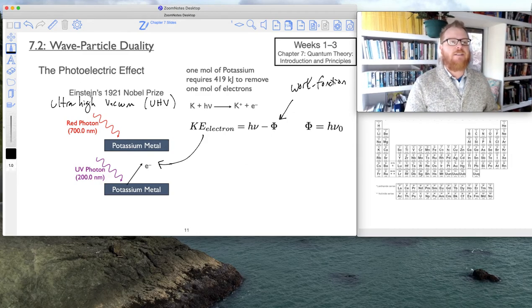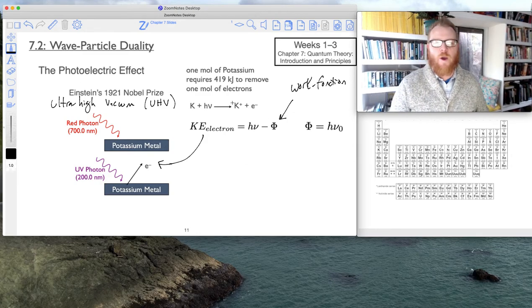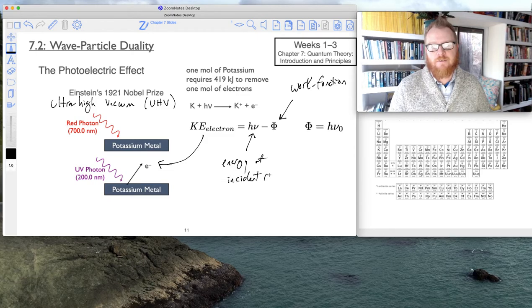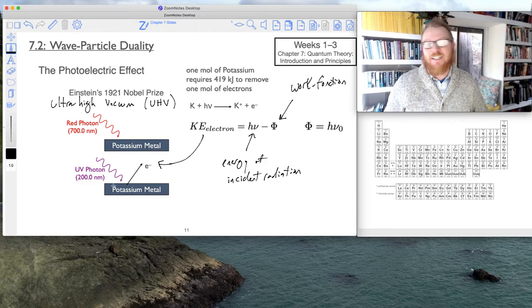So Einstein's famous photoelectric effect equation goes as this. The kinetic energy of that electron that has been photoionized, okay, is equal to h nu. So this is the energy of incident radiation, which is what these are, right? This 200 nanometer light, that's the incident radiation.